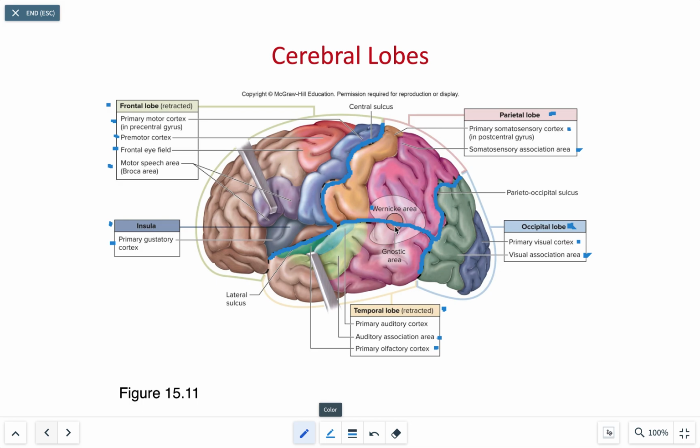And then inside of the Wernicke area, we have the Gnostic area. This area incorporates part of the parietal, part of the occipital, and part of the temporal lobes. Basically, the Gnostic area integrates all sensory, visual, and auditory information being processed by the various association areas of the parietal, occipital, and temporal lobes.